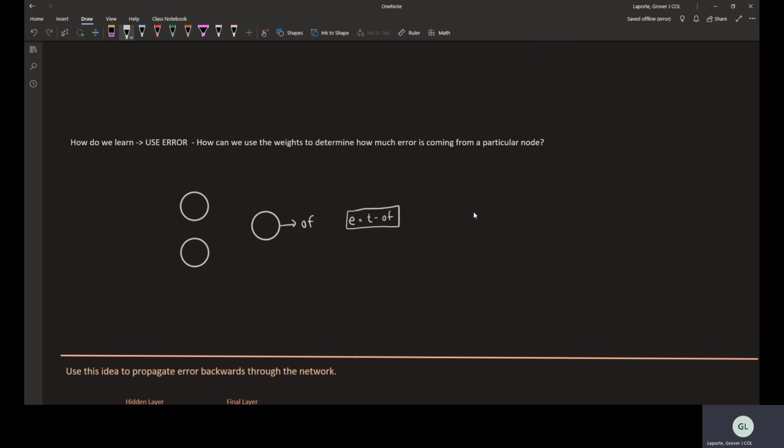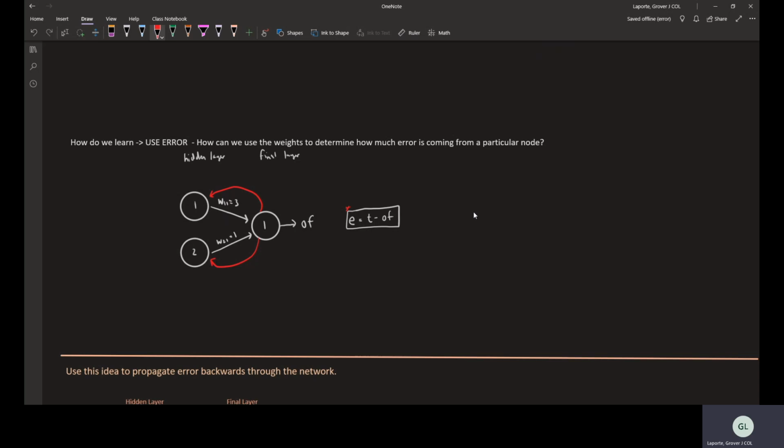But what about the hidden layer? We'll let this be a hidden layer, and let this be the final layer. This one's coming in here, this one's coming in, so we'll let this be W1,1, this is 1, 2, and this is 1. This will be W2,1. If this one is 3 and this one is 1, then how much of this error can be attributed to this node when I backwards propagate it? I didn't give you the number, but I'm going backwards now.